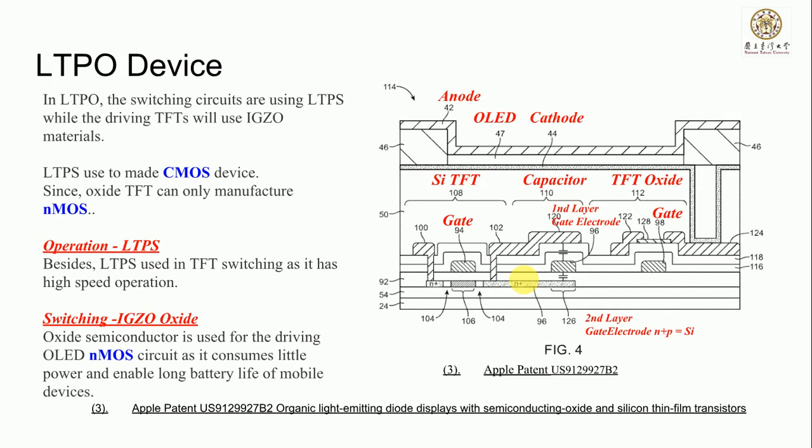LTPO is a compromise between the benefits of both LTPS and IGZO. LTPS is used to make the CMOS device, however, the oxide TFT can only be used to manufacture the NMOS, as it's not able to manufacture the PMOS. Hence, LTPS is used to make the TFT switching circuit and is positioned on the left side of the patent. And the IGZO is used to make the NMOS circuit, which has different benefits, such as it consumes very low battery power.